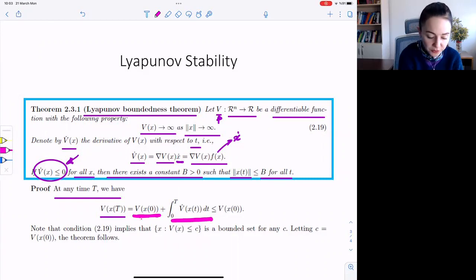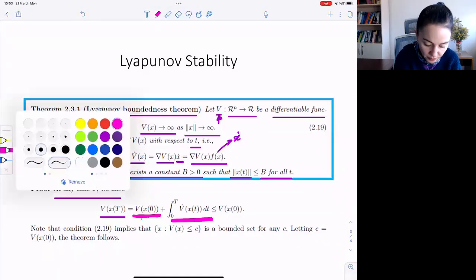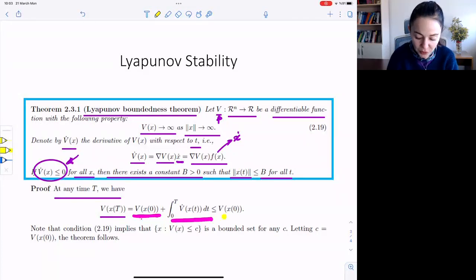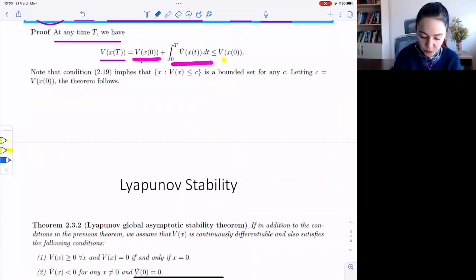But clearly, because of this condition, because of the negativity of the derivative, it is upper bounded by v of x zero. Okay. So that shows that the value of our state is bounded. Okay, which completes the proof.